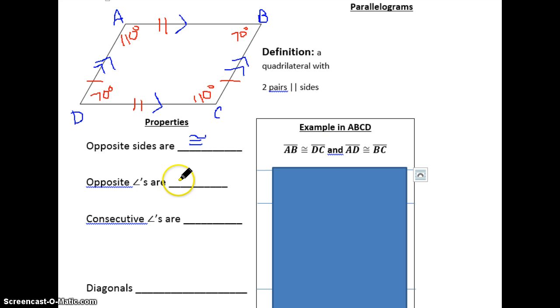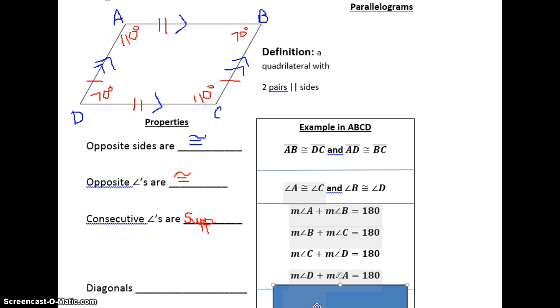Okay? So opposite angles are congruent, and consecutive angles are supplementary. So if I know just one angle in a parallelogram, then we know all the angles. And I'm just going to abbreviate here. I'm going to put SUPP. Okay. And I do want you to go in the box that says examples, and I want you to write them out. You're probably going to have to pause the video to get them all in there.